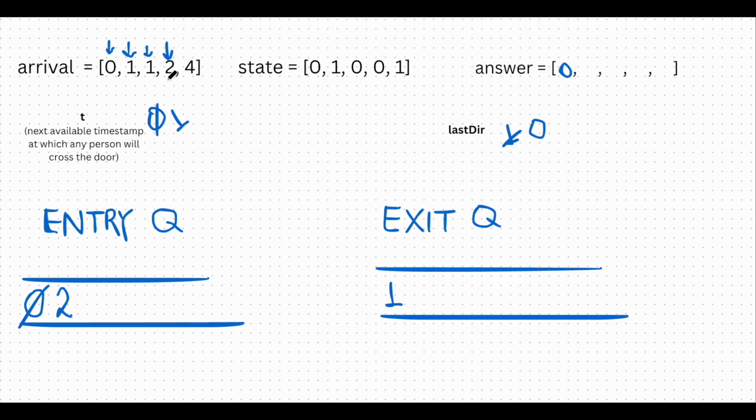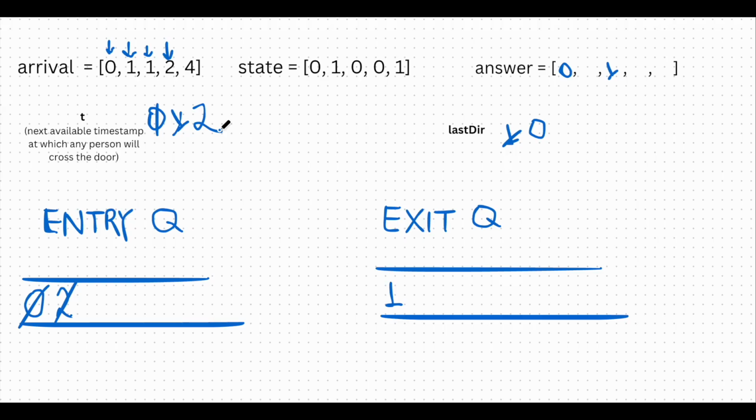Now the arrival time 2 is greater than 1, so we stop and then we try to find the best candidate out of these queues based on the last direction, which is 0. So we check the entry queue first. We know that the person whose index is 2 will pass through the door at t equals 1. So we make this value 1, and then we remove the person. The last direction will still be 0, and we change t to 2.